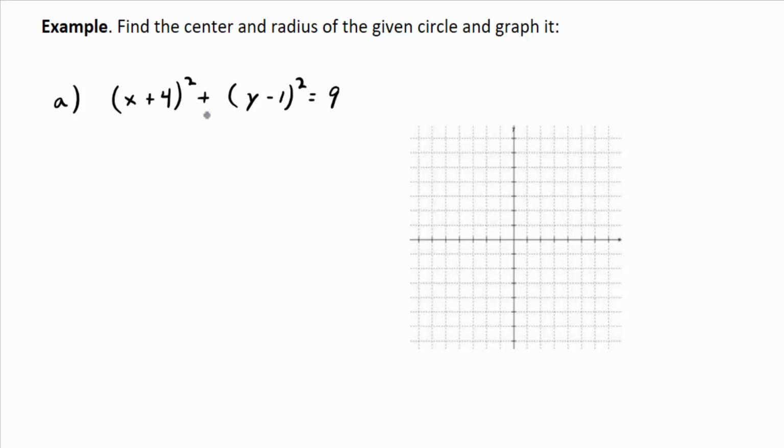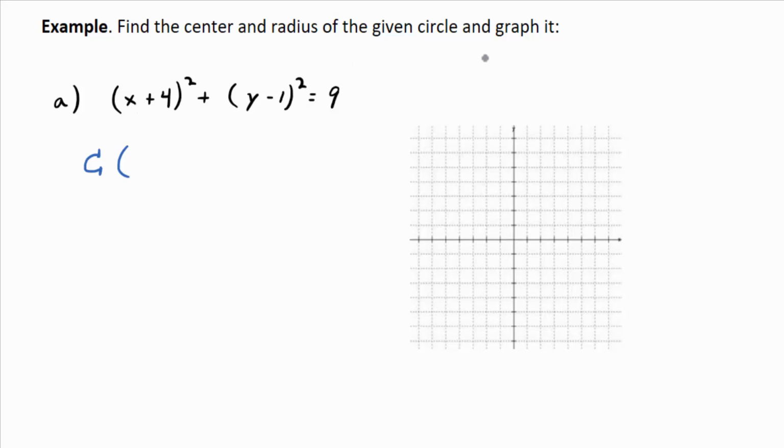So if you're given the standard form of the equation, let's come up with the center and the radius, and let's go ahead and graph it. So in part A, we have (x + 4)² + (y − 5)² = 9. Now we're going exactly backwards from the last type of example. What's the center? C for center.